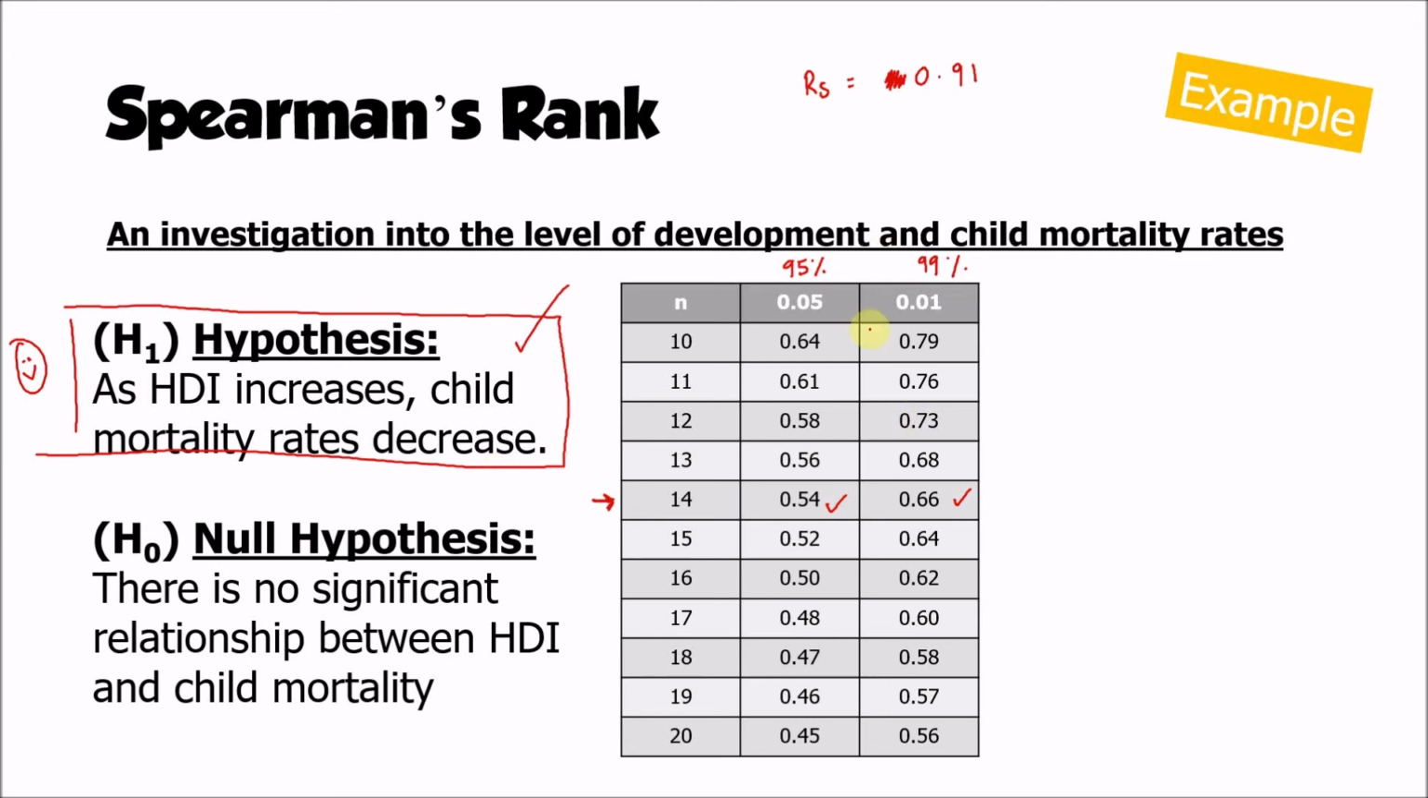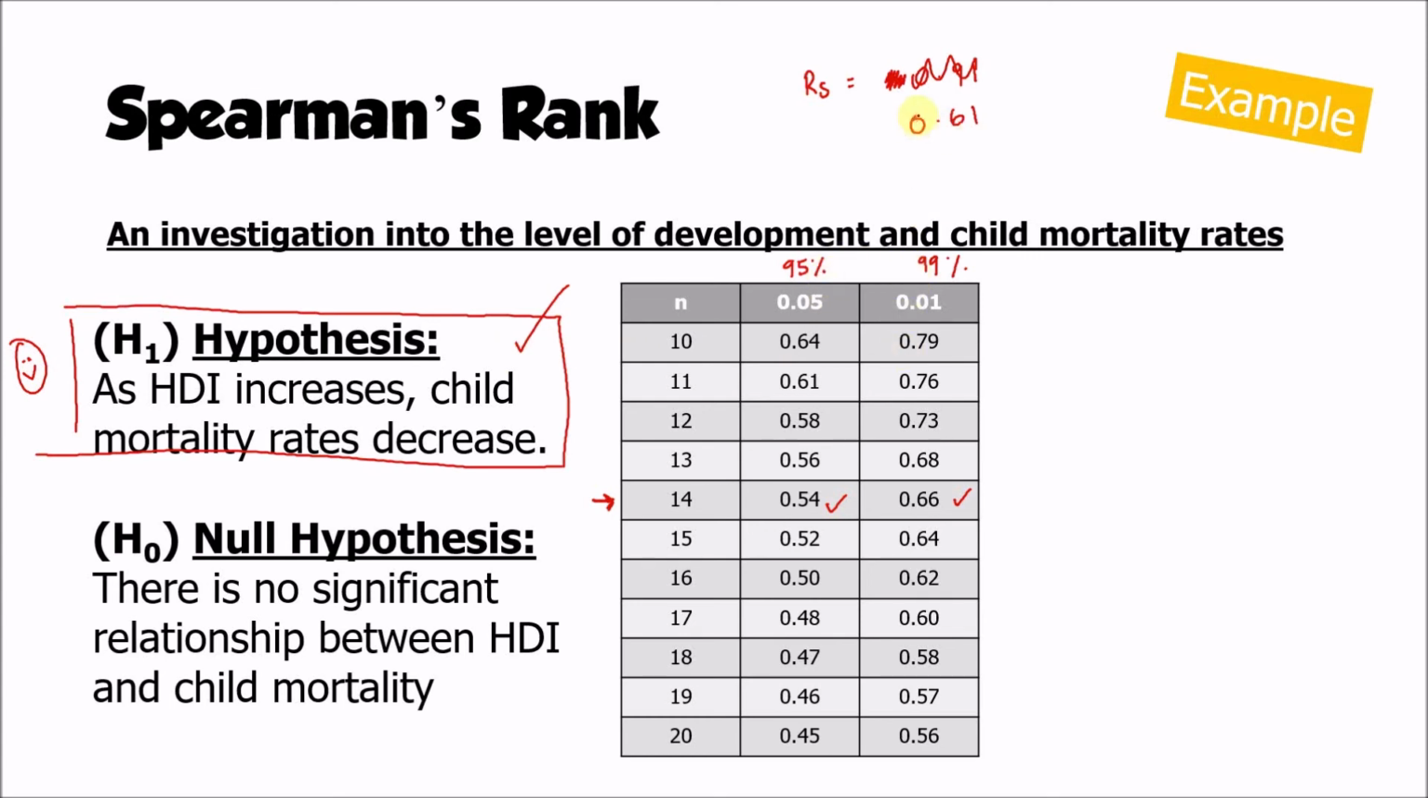Just as an example, if our result wasn't 0.91 at all, let's say it was 0.61. In this case, we could be 95% confident because it's higher than that value, but we wouldn't be able to be 99% confident because it isn't higher than this one. That wouldn't matter because we could still accept our hypothesis with 95% confidence rather than 99.